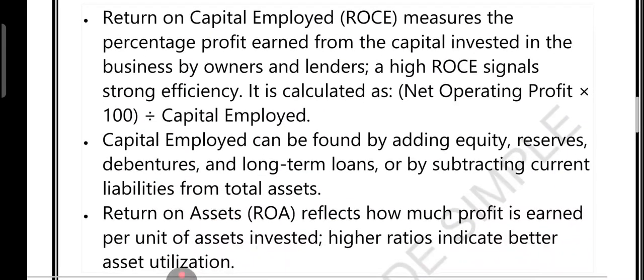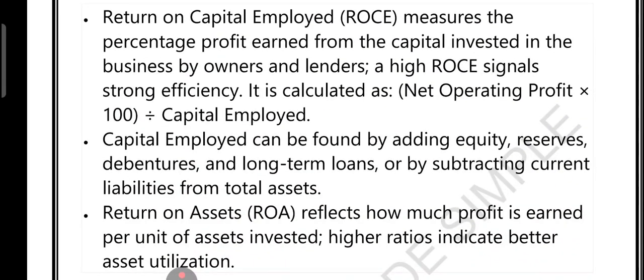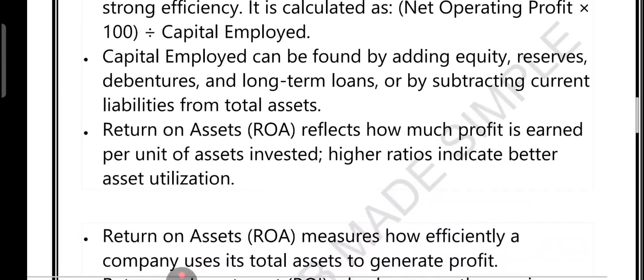Then we have the ROC, which is the return on capital employed. It shows how efficiently you are using your capital. The formula is net operating profit multiplied by 100 divided by capital employed. So if the ROC is higher, it means performance is better. Then we have the capital employed. It is the total long-term money used in the business. Equity plus reserves plus long-term loan minus current liability will give you the capital employed.